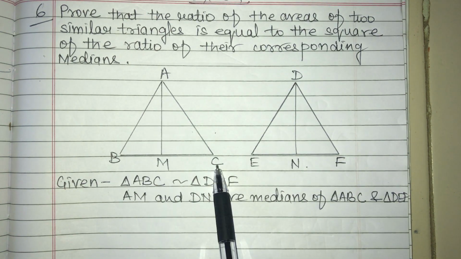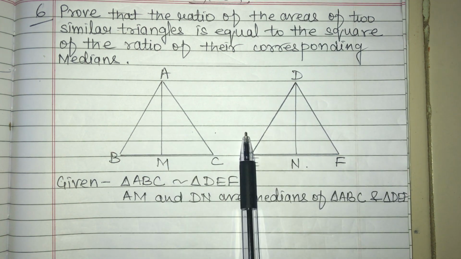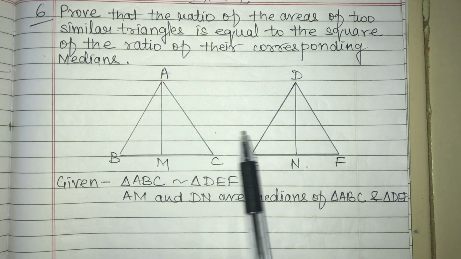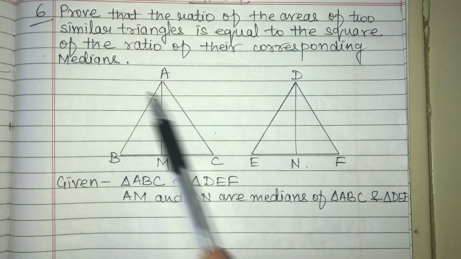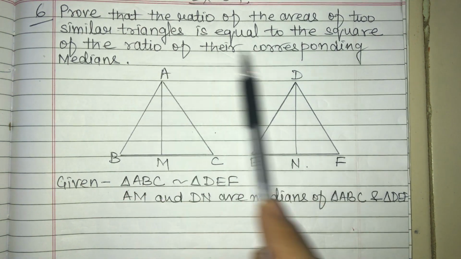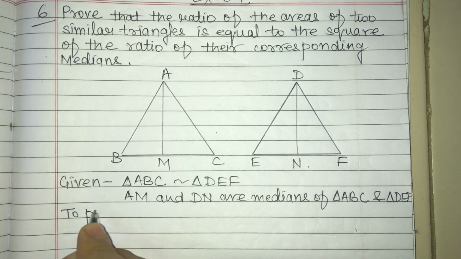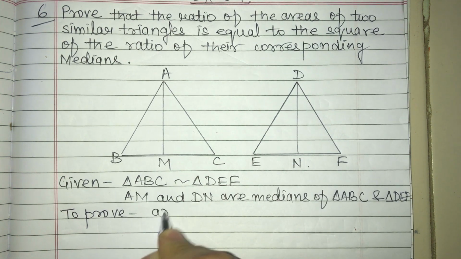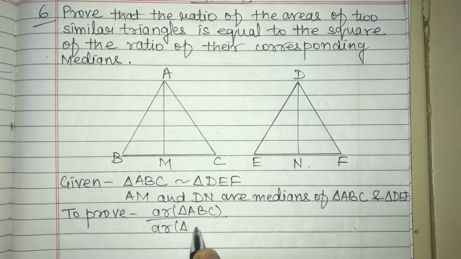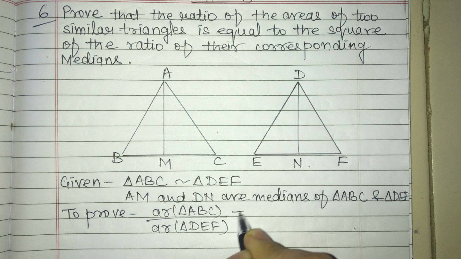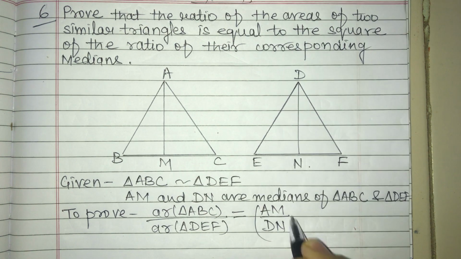So we have two similar triangles ABC and DEF, and we have to show that the ratio of their areas, the area of triangle ABC and triangle DEF, is equal to the square of the ratio of their corresponding medians. That is, we have to prove that area of triangle ABC upon area of triangle DEF is equal to (AM upon DN) whole square.